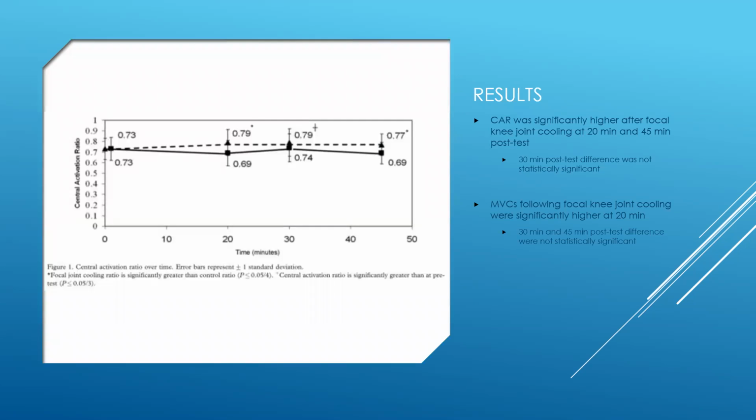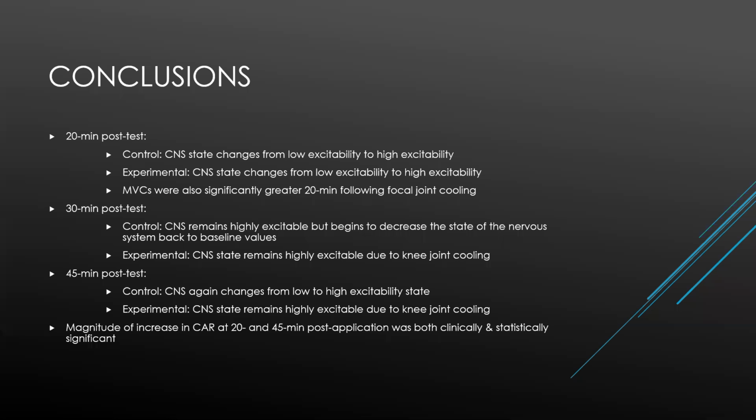The results showed that the CAR was significantly higher after the focal knee joint cooling at both the 20-minute mark as well as the 45-minute mark. The 30-minute post-test difference was not statistically significant, though it did trend towards that. The MVCs following the focal knee joint cooling were significantly higher only at the 20-minute mark. Our conclusions were that at the 20-minute post-test, the MVCs were significantly higher following the 20-minute focal joint cooling.